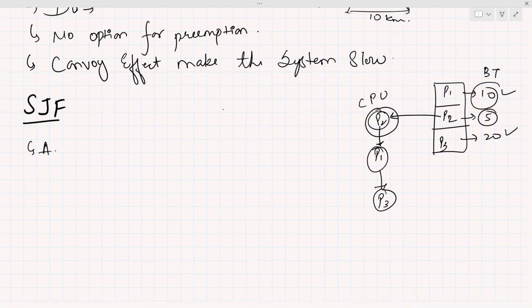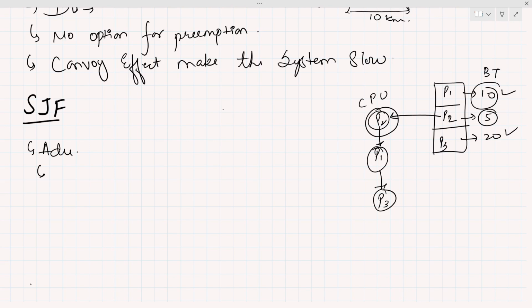Now we talk about the advantage. What is the advantage of the SJF scheduling algorithm? The advantage is that it gives the minimum average waiting time and the minimum average turnaround time among all the non-preemptive scheduling algorithms. FCFS is one non-preemptive scheduling algorithm, SJF is another. There are so many non-preemptive algorithms; these are two common examples, and we have one more like LJF, longest job first, and many more that follow non-preemption.